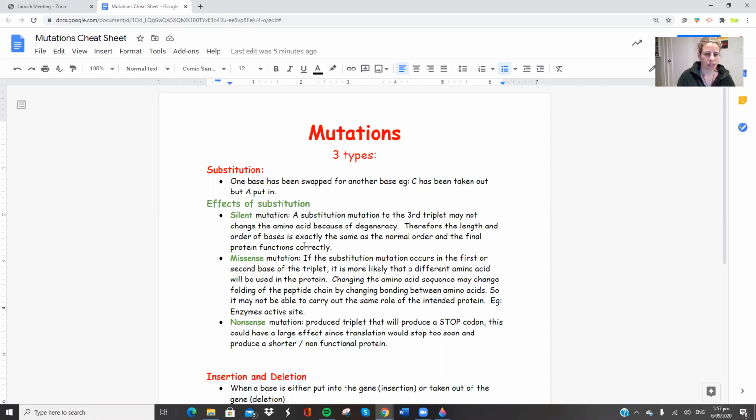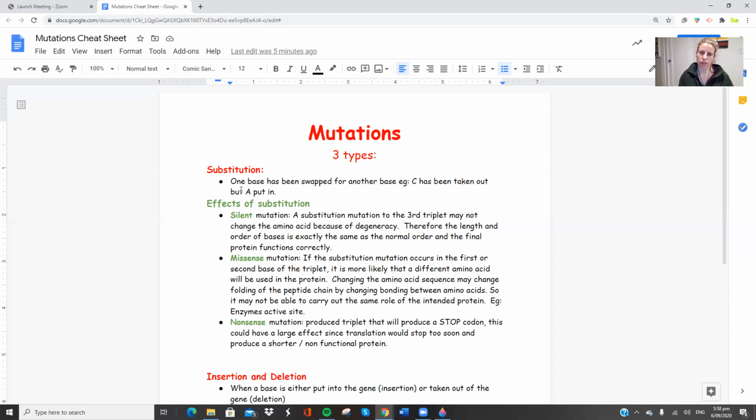So the three types are substitution, insertion, and deletion. So they are the ones in the red. So we'll take substitution by itself first. Substitution is generally thought of as not as serious a mutation as insertion and deletion. So, substitution mutation is when one base has been swapped for another base. So C has been taken out of the DNA and A has been put in.